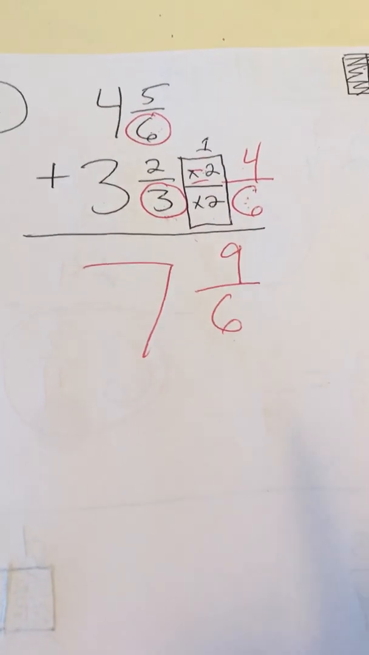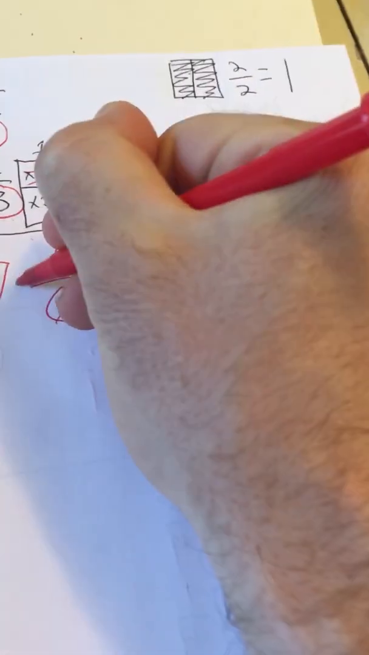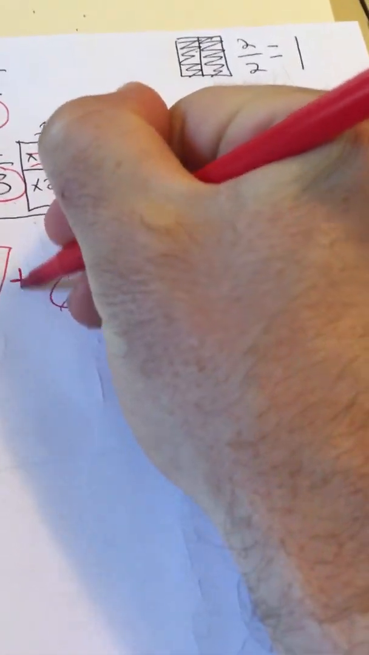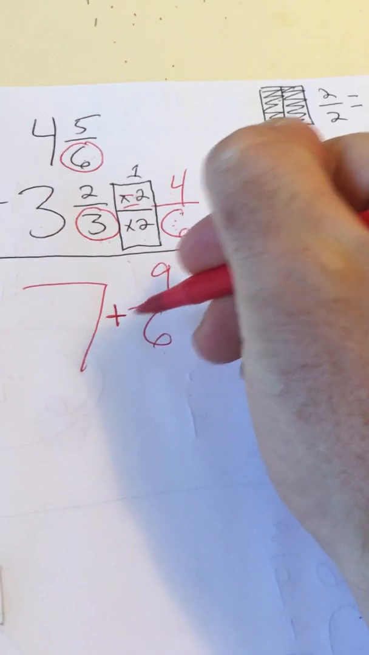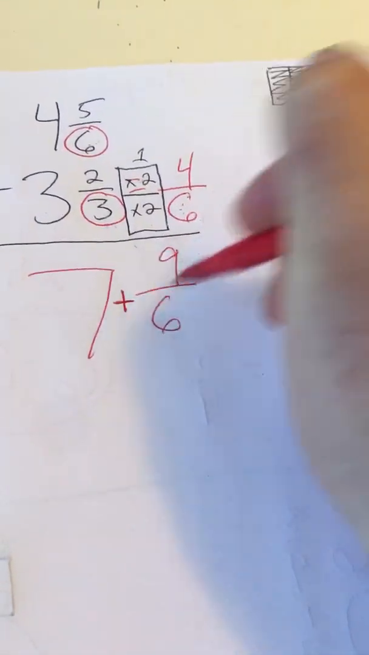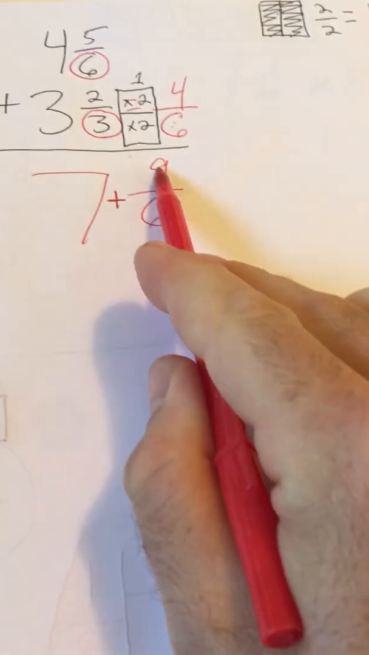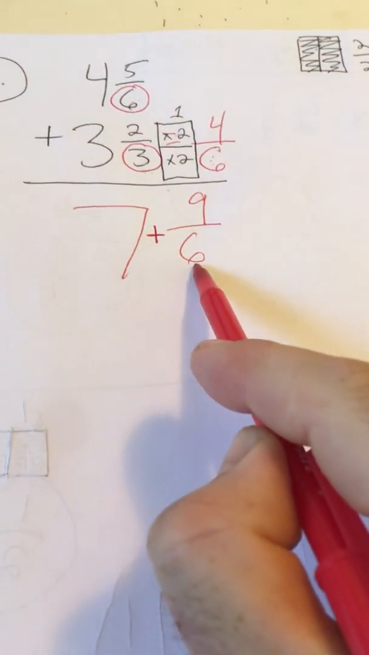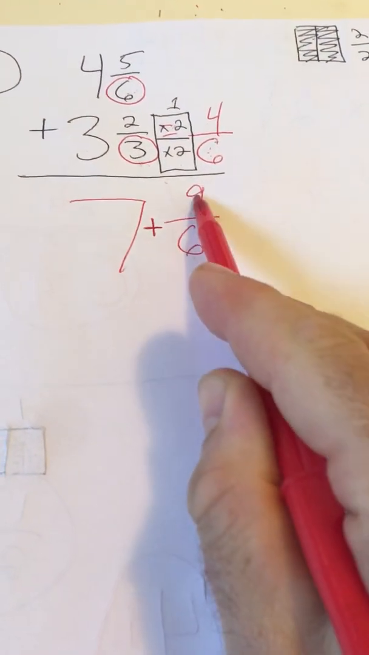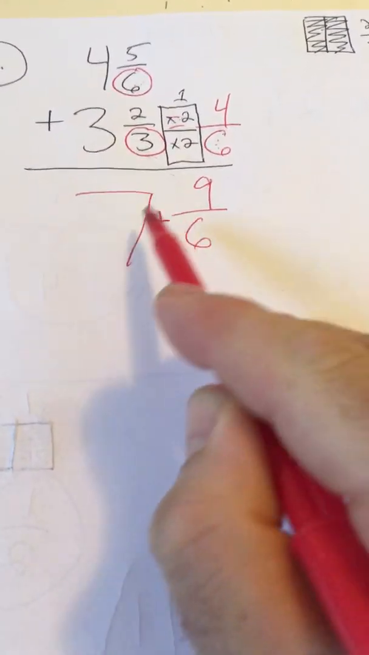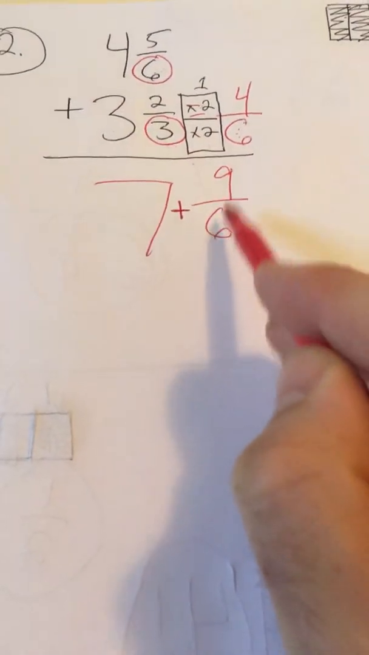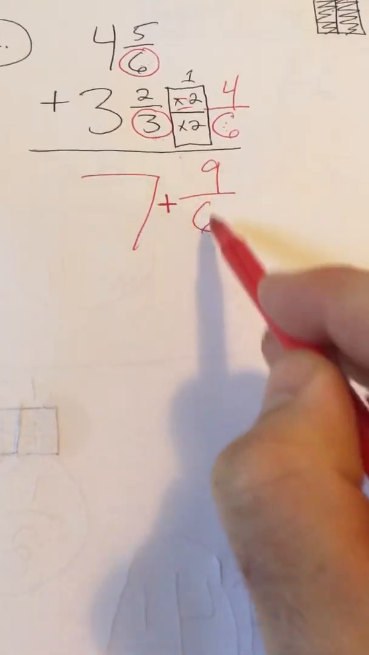But we're not done yet. So this is 7 wholes. I like to put a plus sign here to remind me that we can break this apart. 7 plus however much 9/6 is. Because 9/6, the numerator, 9, is greater than the denominator of 6. So this is actually more than 1. So our answer is actually going to be 8 and some fraction. We've got to turn this into a mixed number.